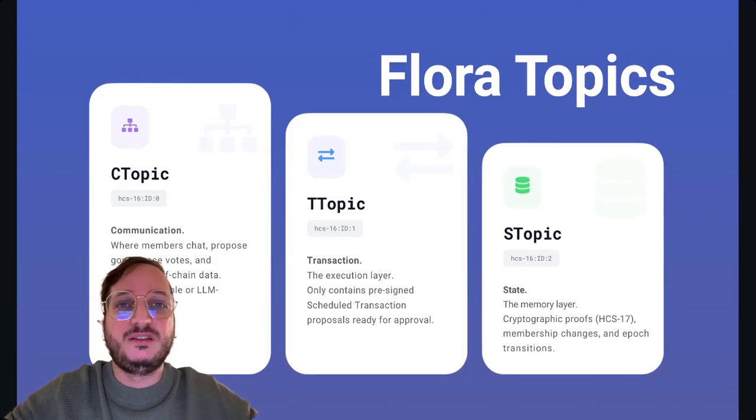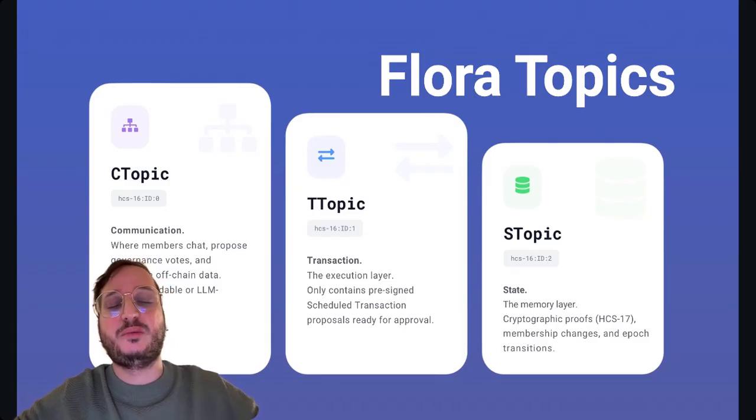Again, remember, these petals should all be geographically independent from each other, running ideally in different data centers or bare metal servers, or maybe even different accounts or computers. Then you have a T topic. The T topic is the transaction topic. This is where the petal accounts can all coordinate on transactions that need to be signed.